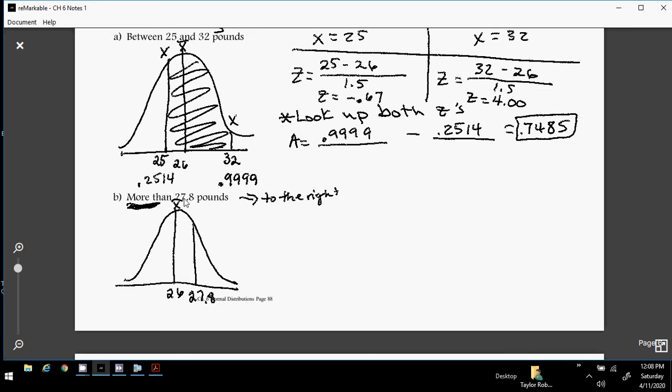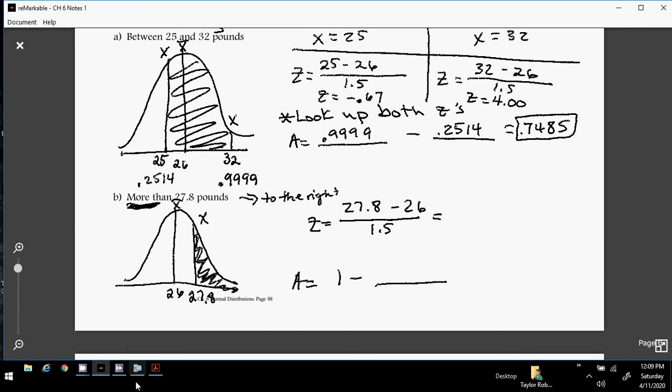Okay, so I'm going to shade to the right. Think back to your procedure table. What are our steps for a to the right problem? Well, for a to the right, we do 1 minus whatever we look up, which means we need to find a z-value. So we're going to plug into our z equation. X is 27.8 minus x bar, which is 26. And then we're going to put our s on the bottom, which is 1.5.